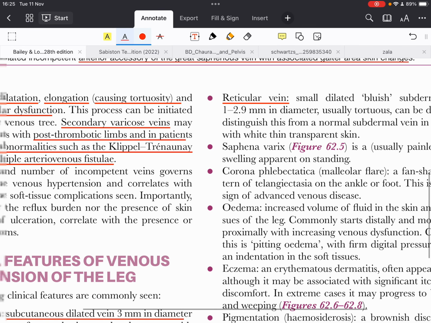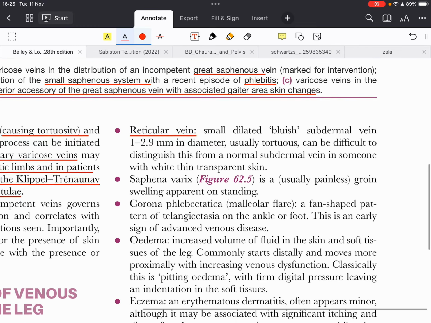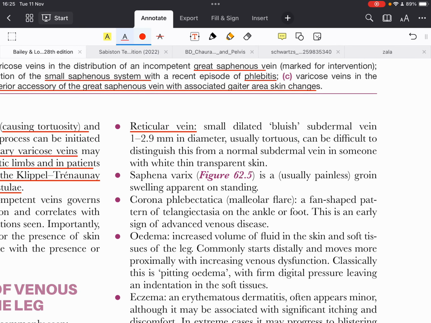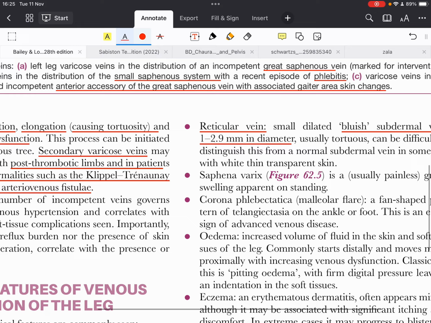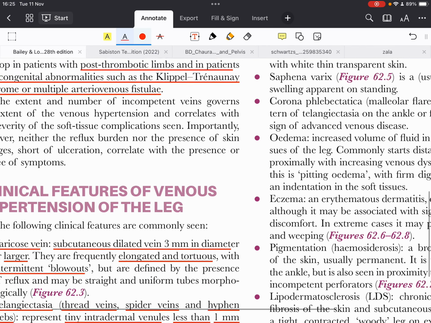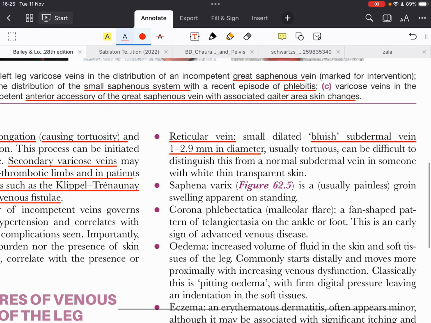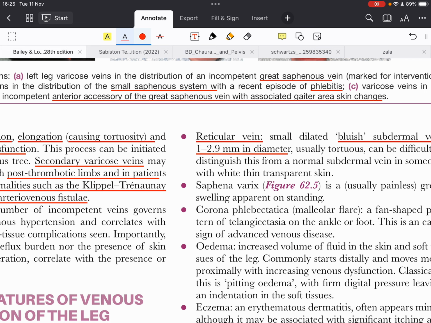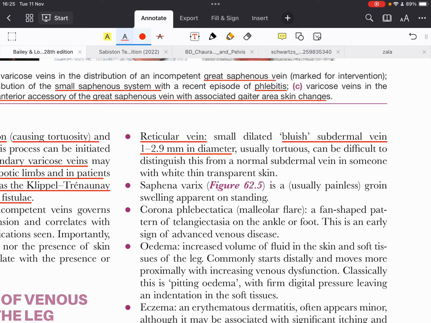Reticular veins: small dilated bluish subdermal veins 1 to 2.9 mm in diameter. First is less than 1 mm, that is telangiectasia, thread veins, spider veins. Then reticular veins, those are 1 to 2.9 mm in diameter, and varicose veins are more than 3 mm in diameter. Usually tortuous, it can be difficult to distinguish this from a normal subdermal vein in someone with white, thin, transparent skin.